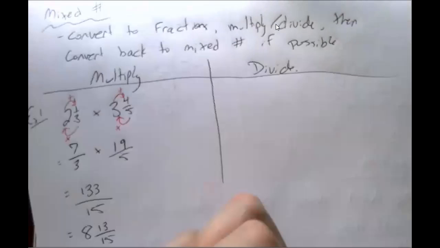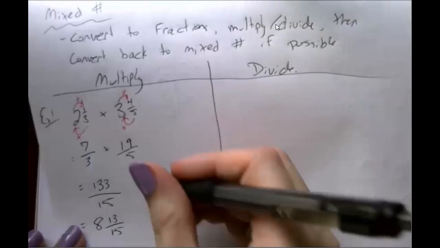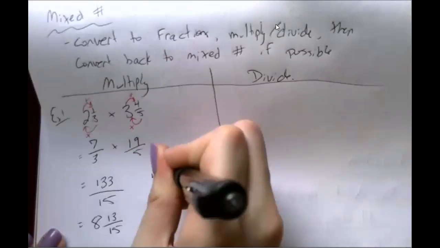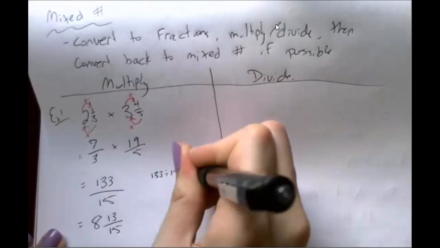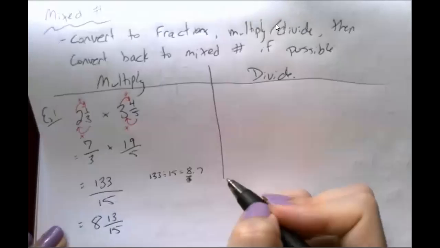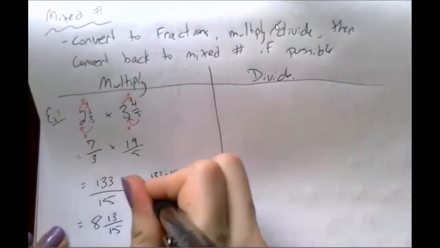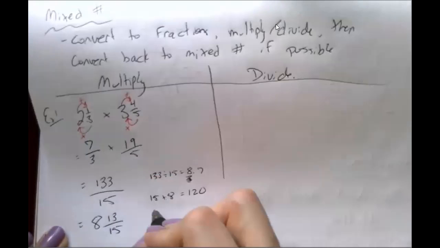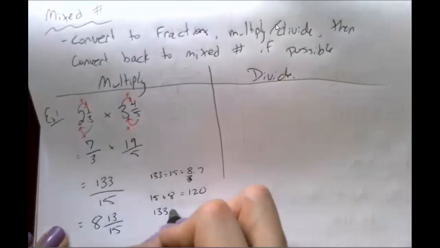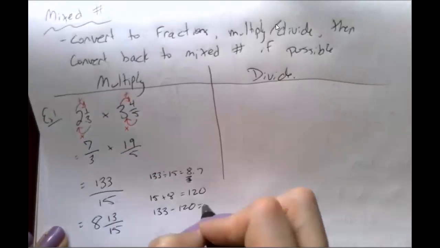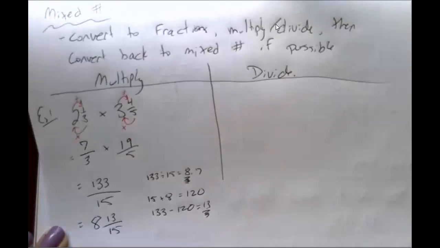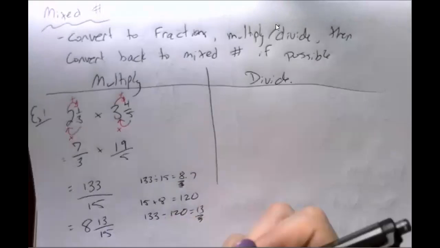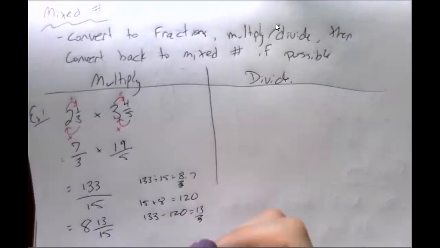Okay. So again, the way I solved that is I did 133 divided by 15 is 8.87-ish, but I just keep the 8. Then I did 15 times 8 is 120. And then I did 133 minus 120 is the 13, which I used here. And then the 13 over 15 cannot be put in any lower terms than that. So that's my final answer.